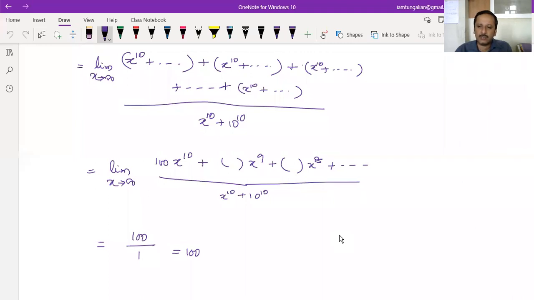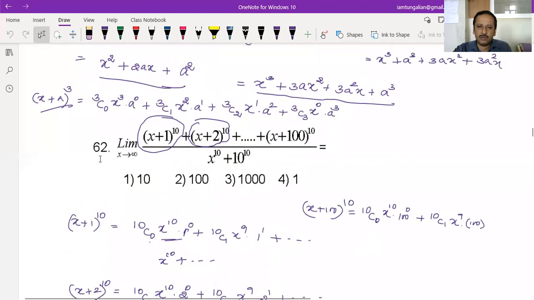100. Is it clear to you? Yes, sir. Okay. Fine. Not understood. Look at x plus 1 whole power 10. Expand it. When you expand, you are going to get, okay, I will explain once again. Please listen.